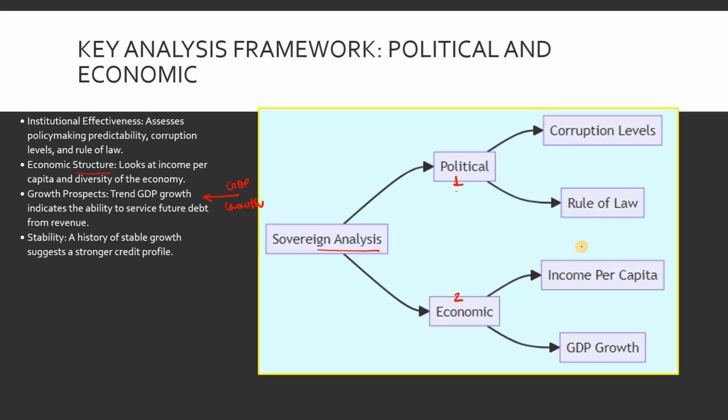For an analyst, these aren't just statistics, they are the character of the borrower. A wealthy, diversified economy with a strong rule of law will almost always find a way to pay its debts. Conversely, an economy that relies on a single commodity and suffers from high corruption is fragile, even if its current debt levels look manageable. You must look for long-term stability in these indicators to find true value in the sovereign market.